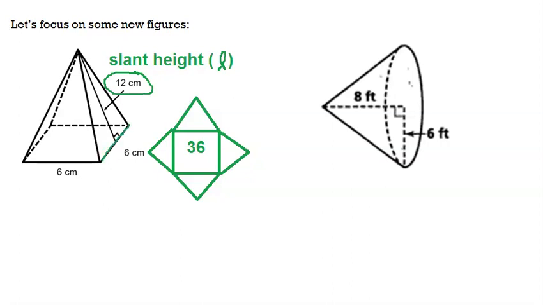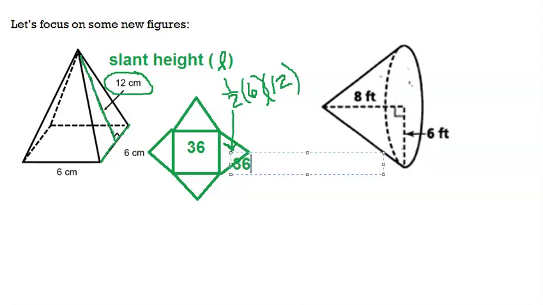Each one of them has a base of 6 and a height of 12. So that would be, if you were to look and do 1/2 base times height, so 1/2 of 6 times 12. Half of 6 is 3. 3 times 12 is 36. So it actually turns out all 5 of these measurements are 36.